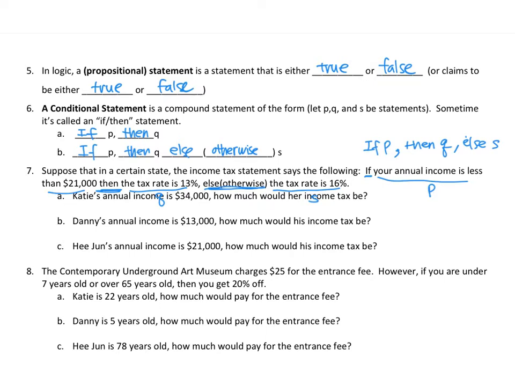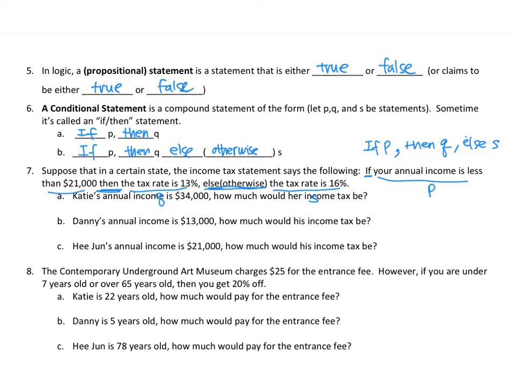That means else is going to happen. So I'm making it more complicated than it is. She's making more than 21. That means she's not going to pay 13. She's going to pay 16%. So 16% of what she makes.